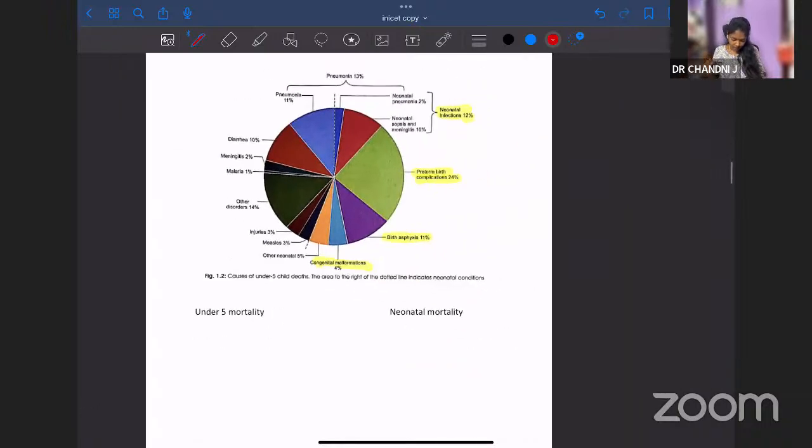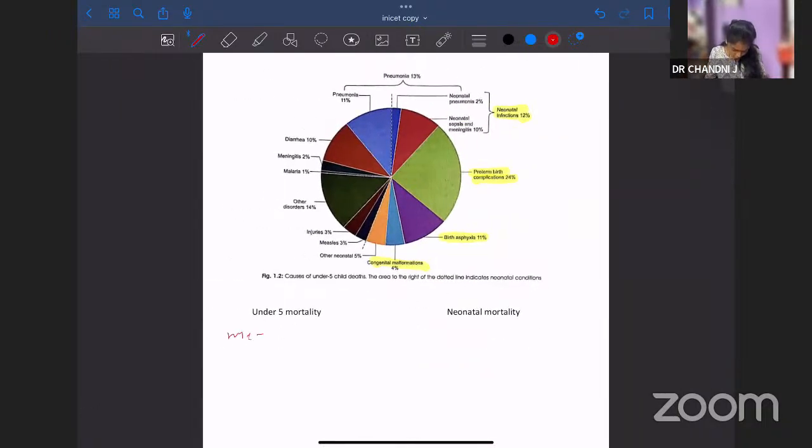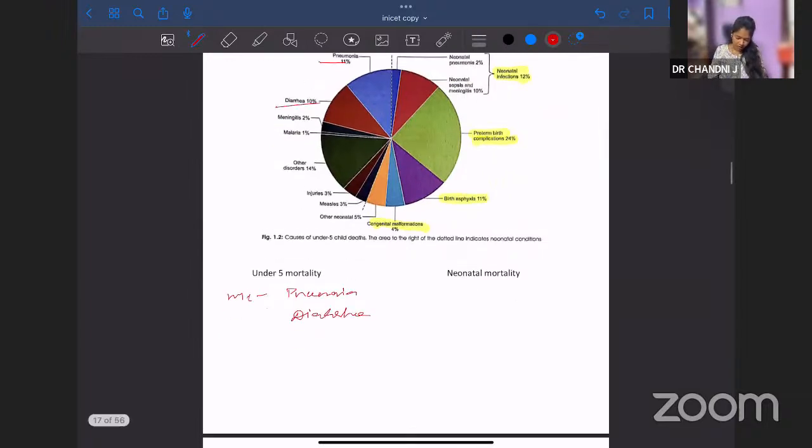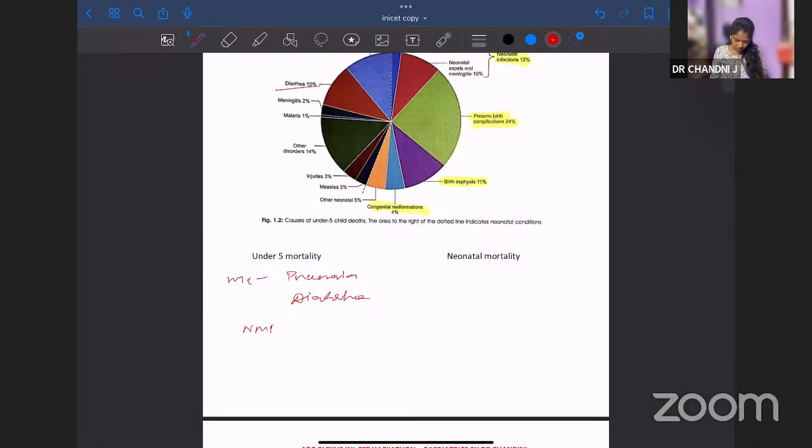Coming to under 5 mortality. So under 5 mortality, what is most common? Most common is pneumonia and diarrhea. So pneumonia and diarrhea. This you should know are the most common. Now coming to the rates. What is the neonatal mortality rate? What is the infant mortality rate? And what is the under 5 mortality rate? Okay. Neonatal, IMR and under 5. So how much is this? 22, 28, 35 per 1,000 live births. Okay. 22, 28, 35. Clear?